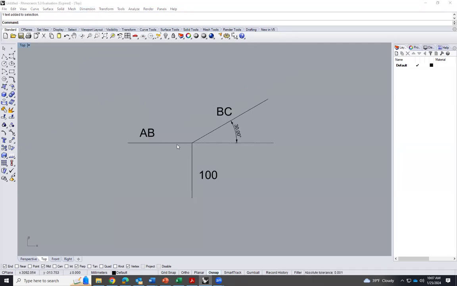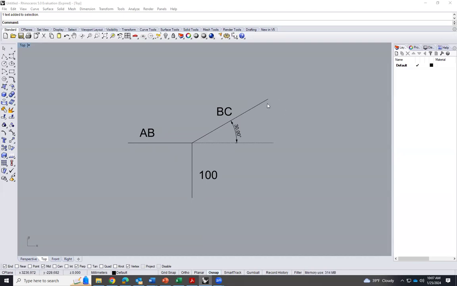This is the problem now. We have 100 units going down, and then we have to calculate AB that goes left and BC that goes upwards. And why does it go upwards and not downwards? Because if this goes down, then this has to go up for sure.